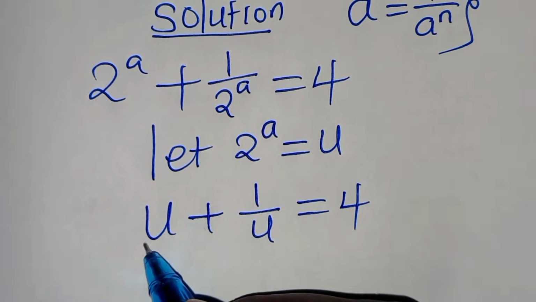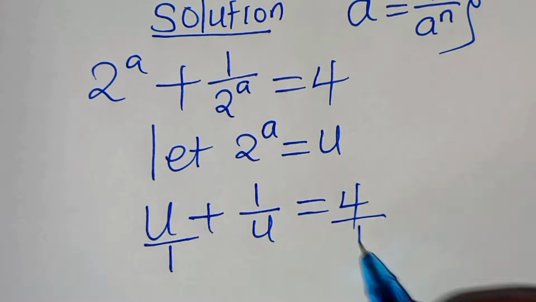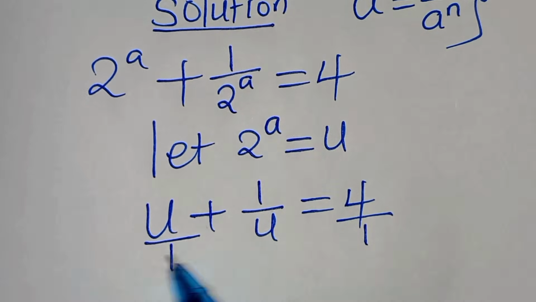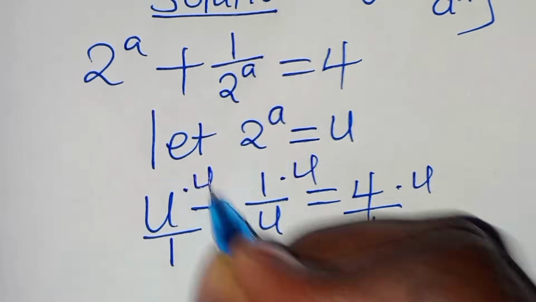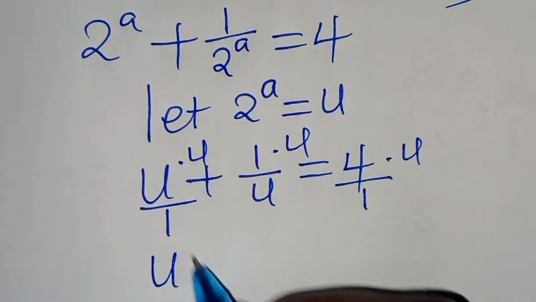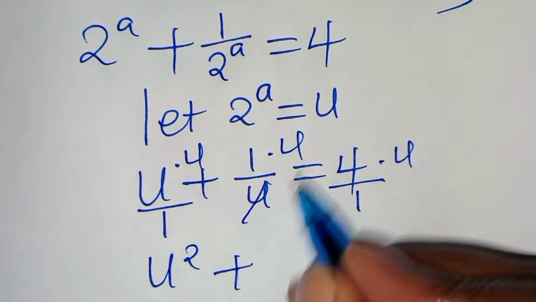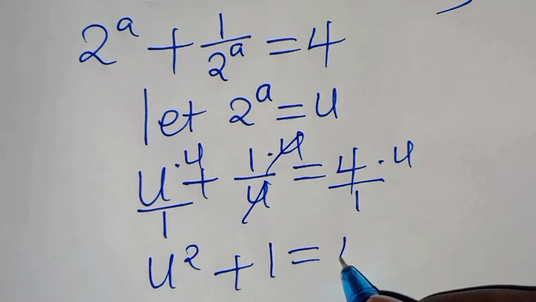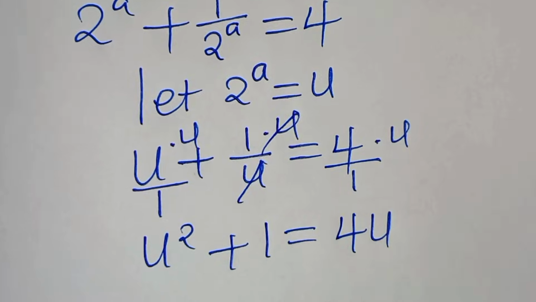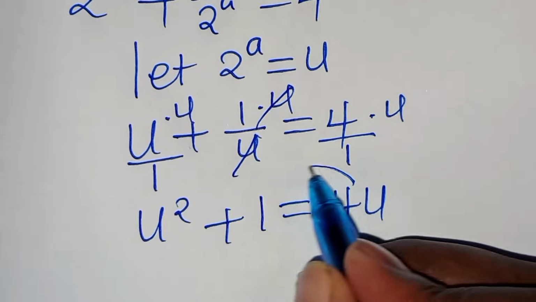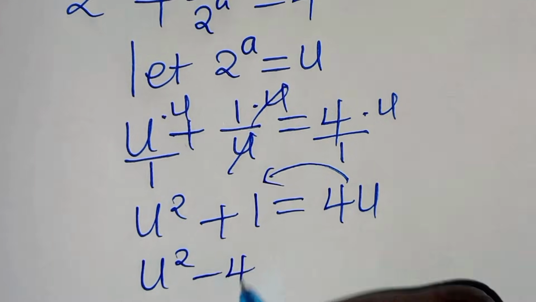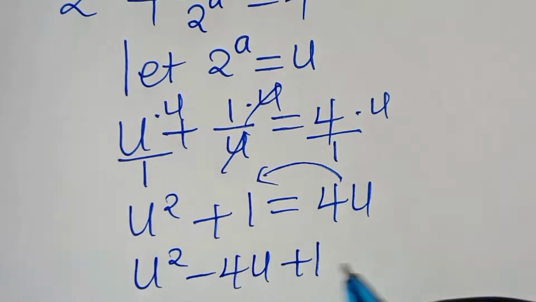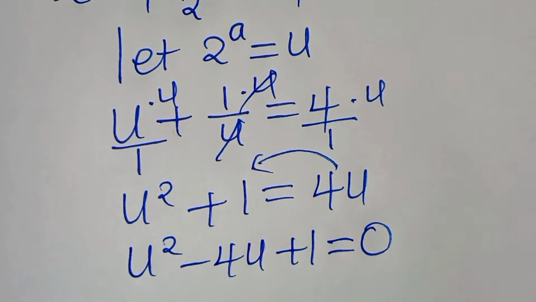Now we have that u is our number, so this is over 1, and 4 is our number, so it's over 1. The LCM is u, so let's multiply everything here by u, and this implies that we have u to the power of 2 plus 1. This is equal to 4u. Now let's take 4u to the left hand side, so that we have u squared minus 4u plus 1. This is equal to 0.